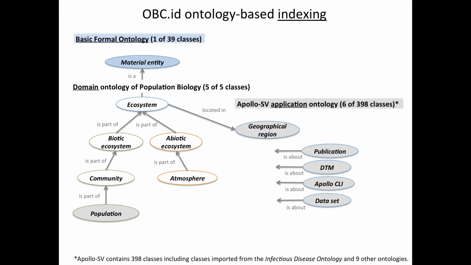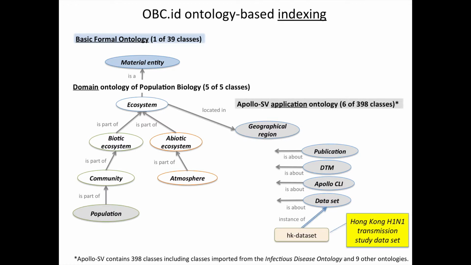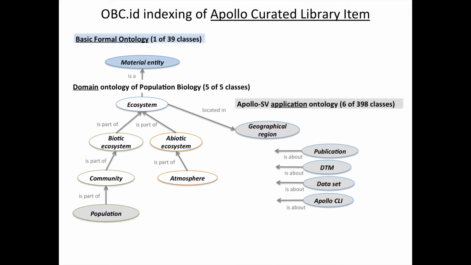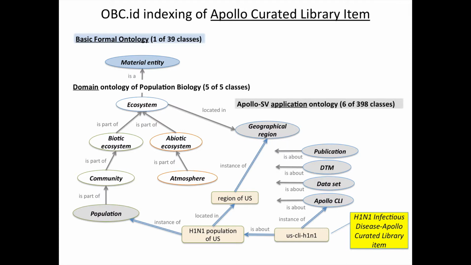We manually index publications, datasets, and models. For example, to index the Hong Kong H1N1 transmission study dataset, we first created an instance of the dataset class to represent the Hong Kong dataset. We then asserted that the Hong Kong dataset is about the human population of Hong Kong. OBC.id uses the same ontology-based method to index curated Apollo library items, but it does so automatically from the information in a curated Apollo library item.